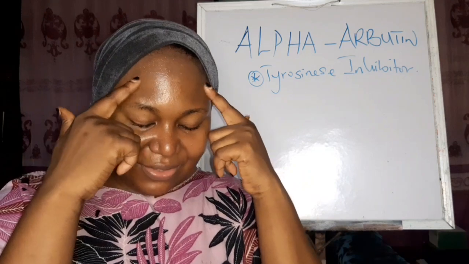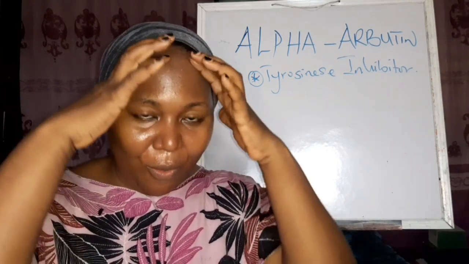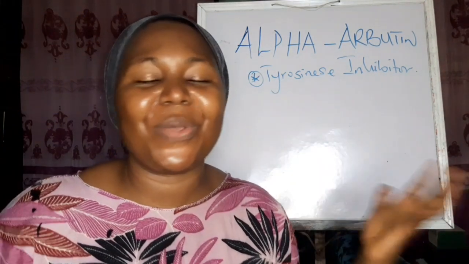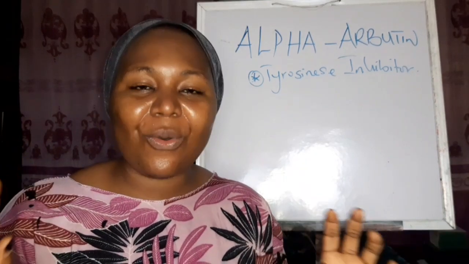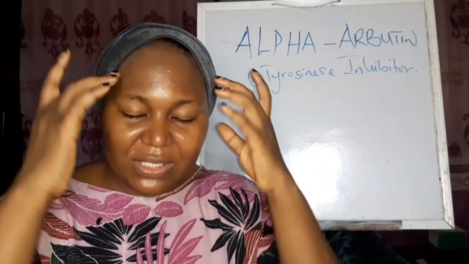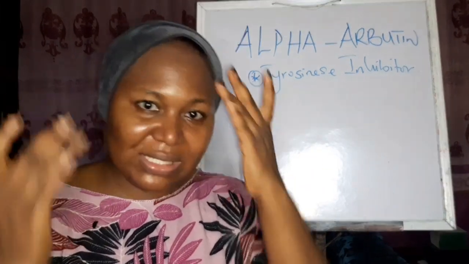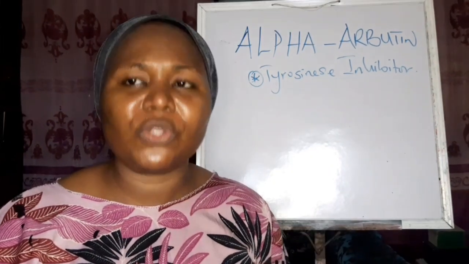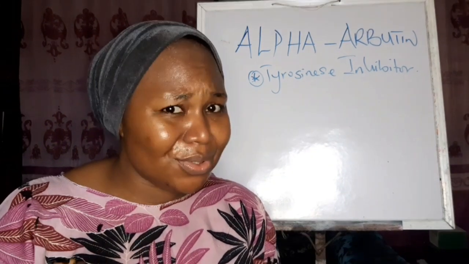I do have serious pigmentation. I don't know if you can see from my camera on my forehead. I've been battling with that way long ago. But for now, I use a 2% alpha-arbutin serum, and it's really doing a good job. Honestly, it's really doing a good job. So alpha-arbutin is something that I have used, right?